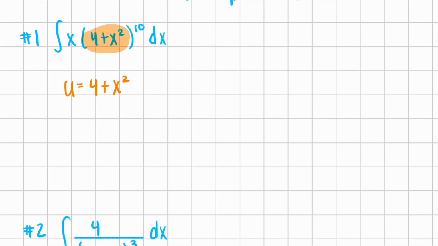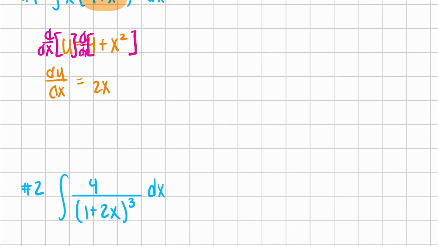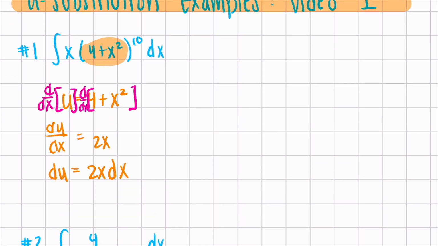From there, I'm going to take the derivative with respect to x on both sides of this little mini equation. And we get du dx equals 2x. Now, if I multiply by dx on both sides, I get du equals 2x dx. So from here on out, I'm just going to go straight from this first line to this third line, because every single time we're going to want the dx on the right-hand side.